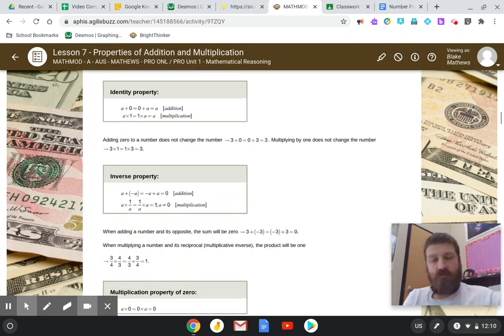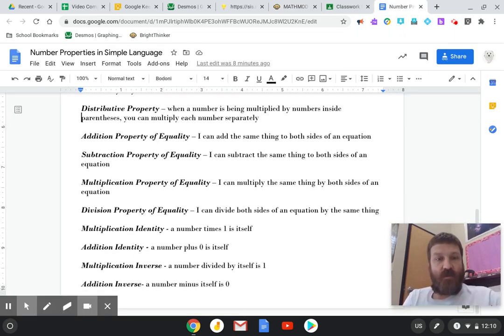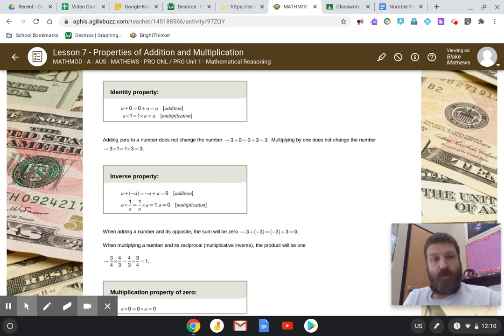Identity property. I'm not going to say too much about this, but just simply put, if you add 0 to a number, it is that number. It doesn't change the value. Similarly, if you multiply times 1, that number stays the same. That is what identity properties do. They say a number times 1 is itself. A number plus 0 is itself. So that does not change the value.